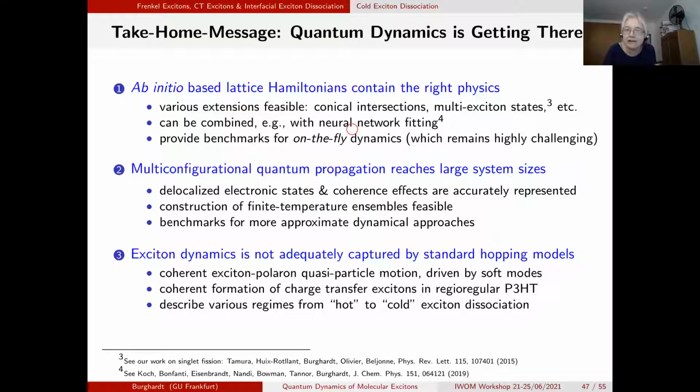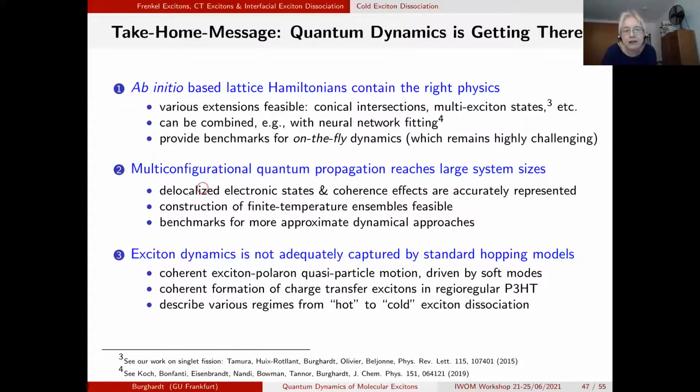Very nice area for using neural network fitting too. And we can provide benchmarks for on-the-fly dynamics. And actually, I should also say that you've seen before that these trajectory-based methods also tend to use fragment-based representations. So all these methods at some point are going to merge with the idea of getting the best out of these different approaches.